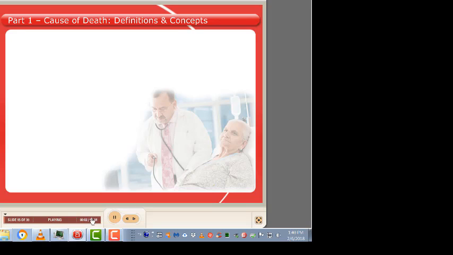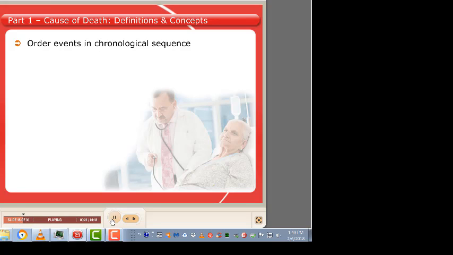As you are working through the record, it will help you to order the events in chronological sequence. We'll show you an example in a minute. This will assist you to arrive at the single most important disease, disorder or event that led to death.